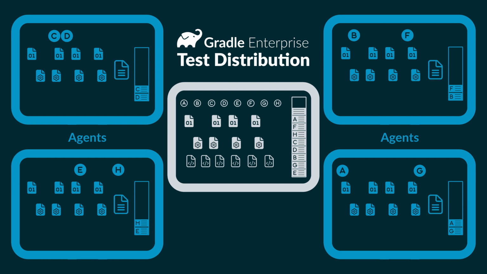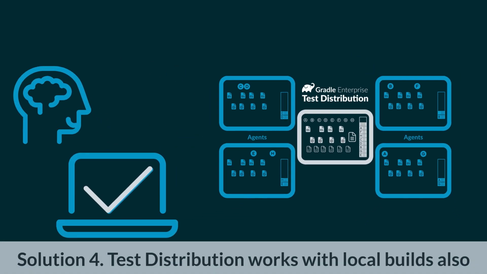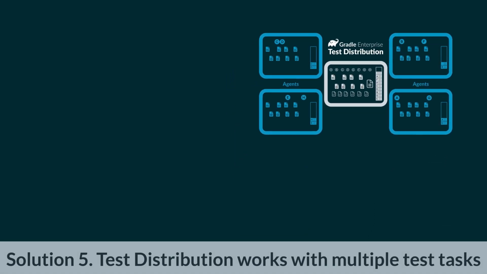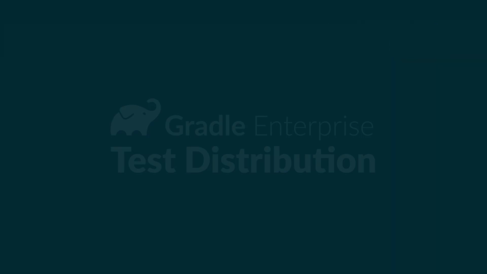As the last step, the agent sends other test outputs like Jacoco coverage data, so those are all in one place as well. Test distribution works for local builds, not just CI or merge builds. Finally, test distribution can also be used to run multiple test tasks at the same time. That means you can make the most of your time and your hardware every time you run a build.